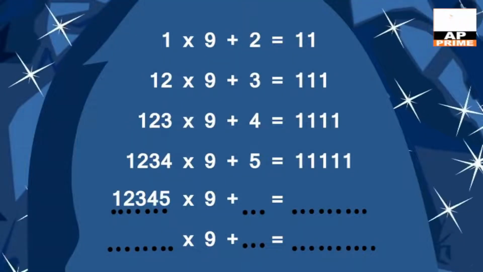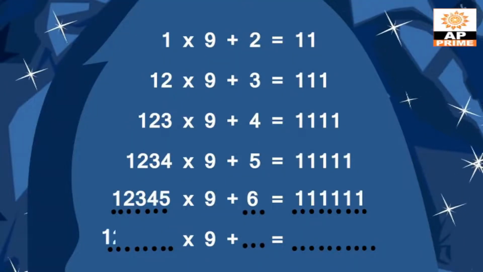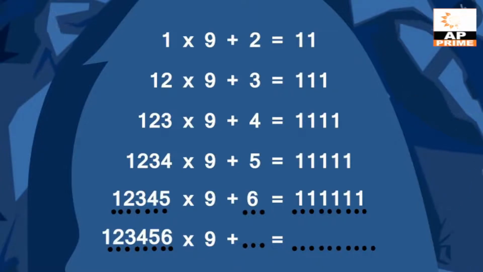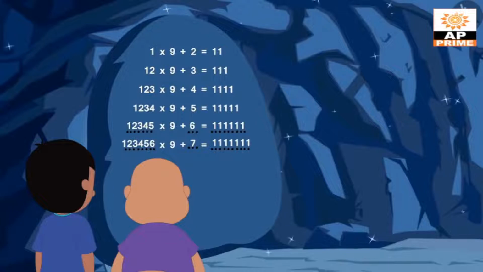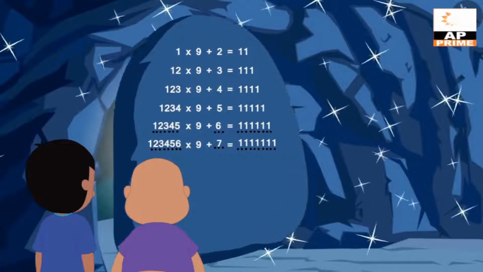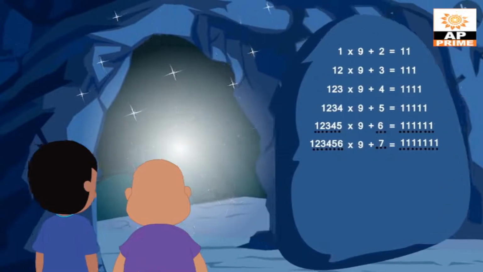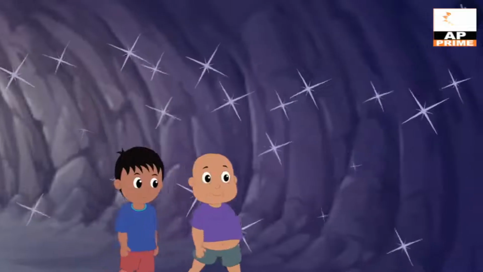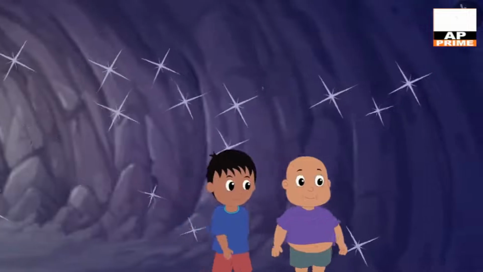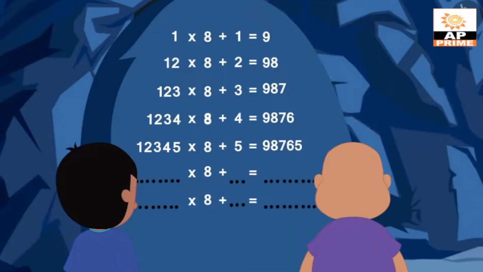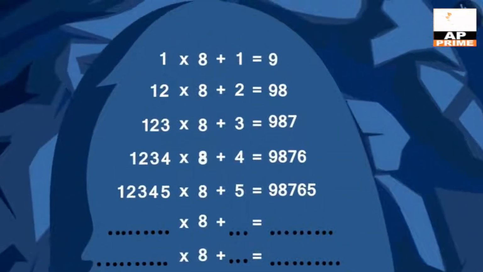Raju and Bablu filled in the blanks of the number pattern written on the wall of the cave. As he filled in the blanks, that cave door opened. Raju and Bablu got excited and went inside the cave. There, they found another door on which this number pattern is written.